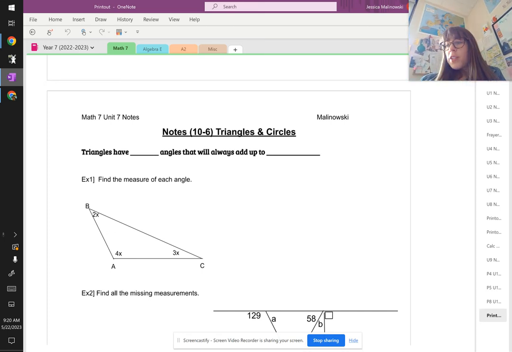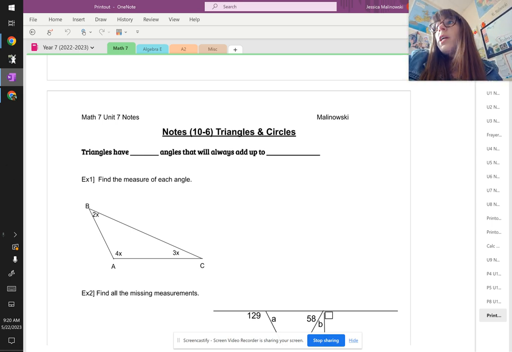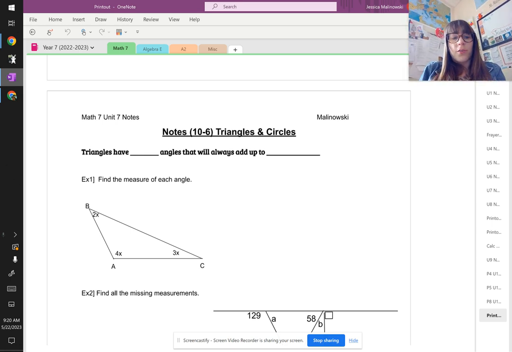Okay, here we have Math 7 notes for 10-6 focused on triangles and circles, and this is it, humans. You've made it. This is our last lesson, so woohoo!